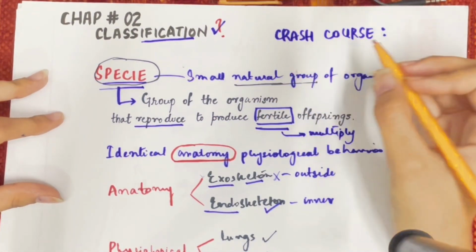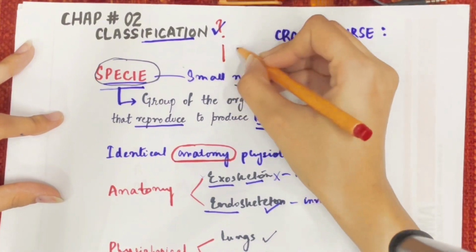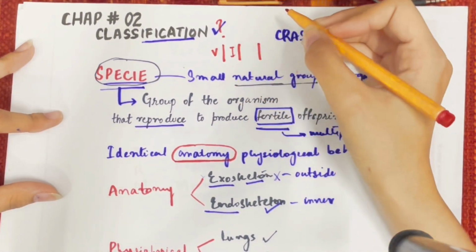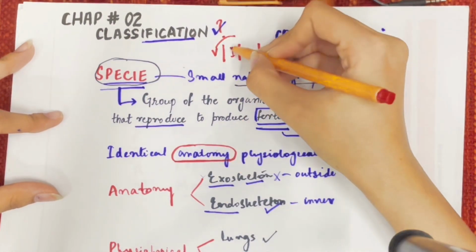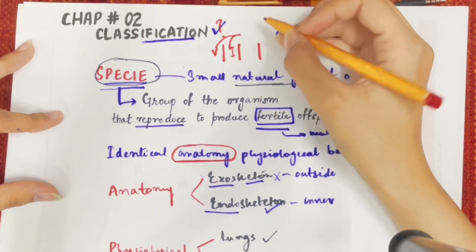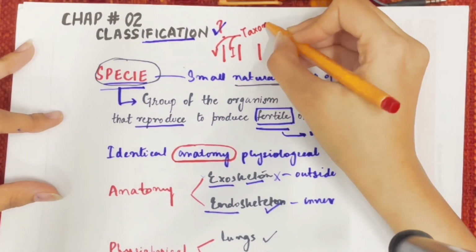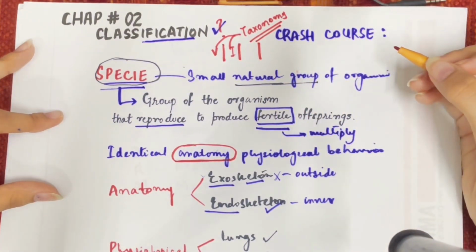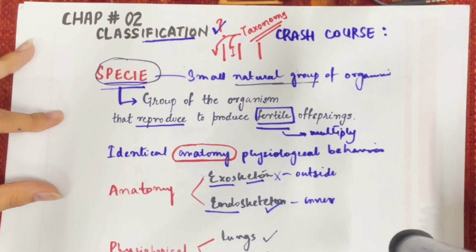Classification means that groups of organisms are divided into multiple sections, either vertebrates or invertebrates, and then further groups of vertebrates and invertebrates. Basically, in scientific words, classification is termed taxonomy, which is a branch of biology in which organisms are classified.